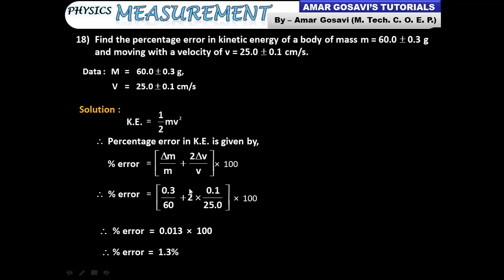Yes, Anushka, you have some question? Kinetic energy is equal to 1/2 mv square, this is what is written. So why should we not take the 1/2? Please explain.